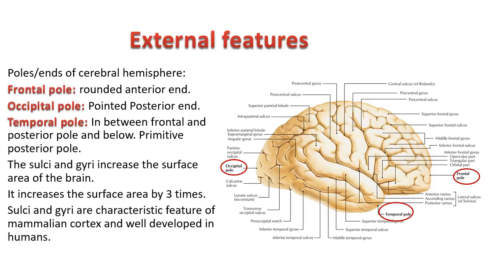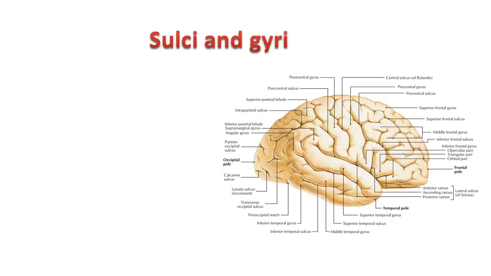Whereas the olfactory cortex has somewhat become vestigial because we don't use those sensations. But in lower forms, the olfactory cortex is very much functional. So with this short introduction, I will move on to the sulci and gyri of the cerebral hemispheres.